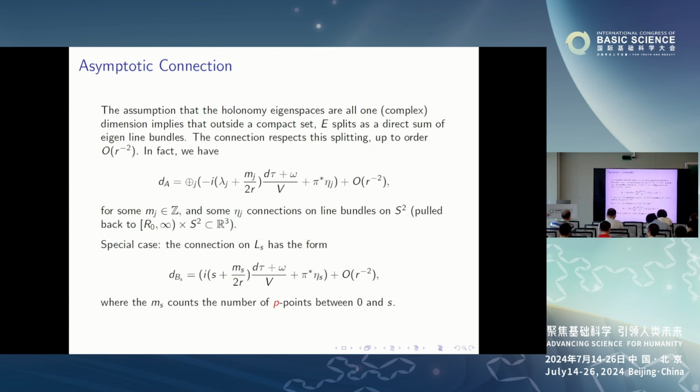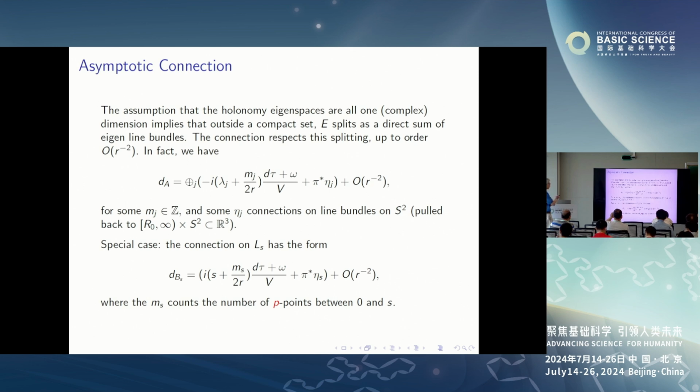As a special case, we have the bundles we introduced earlier, the ones that came naturally with our hyperkähler quotient. Their asymptotics come not from my theorem, but you compute them directly from the hyperkähler quotient.